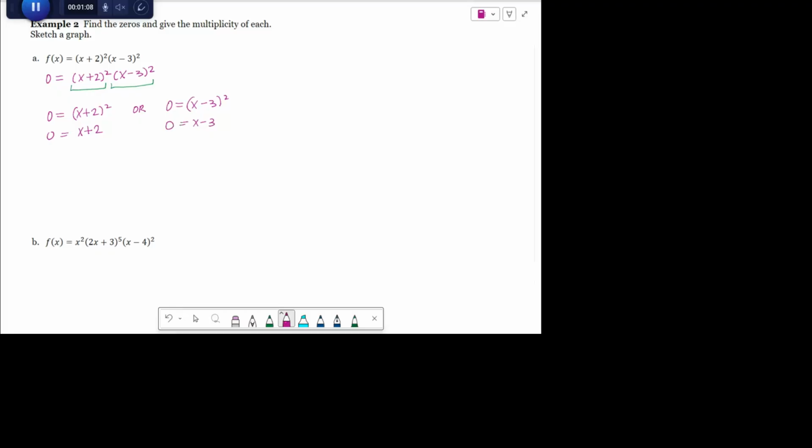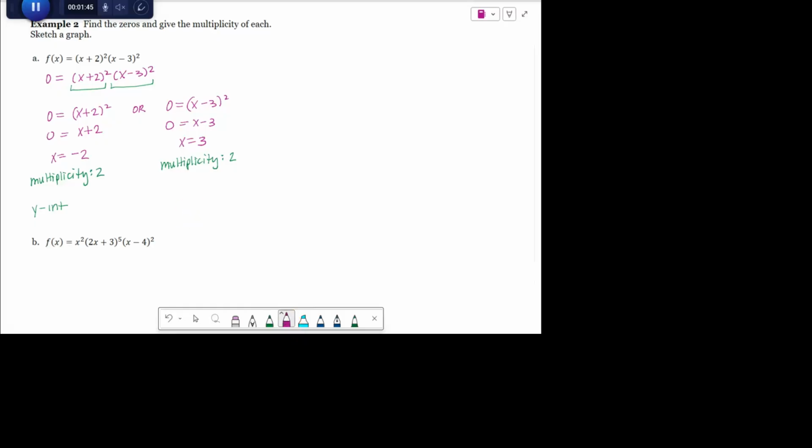So this first one tells us that x is equal to negative 2, and this one tells us that x is equal to 3. And again, the multiplicity for each of these zeros is equal to 2. That zero is repeated twice. This is going to make a difference in what happens at the x-axis when we graph that particular x-intercept. What else do we know? Well, we can find the y-intercept.